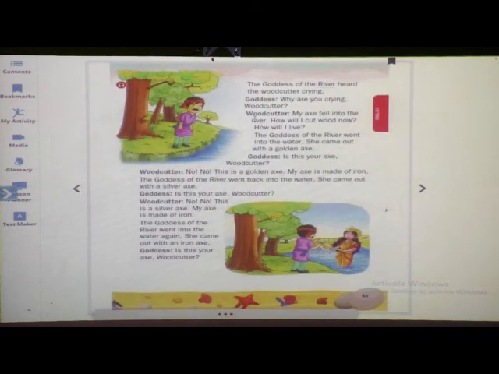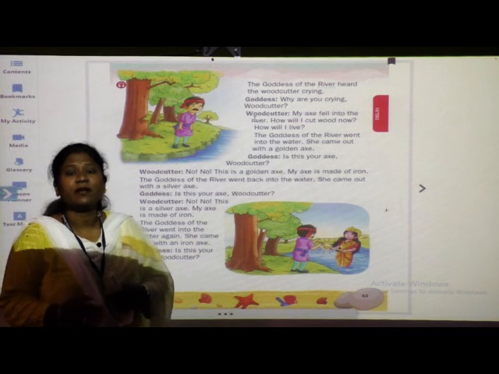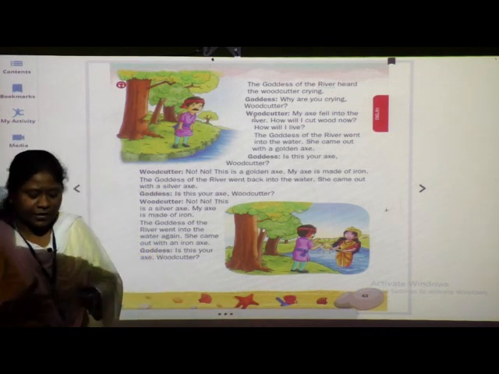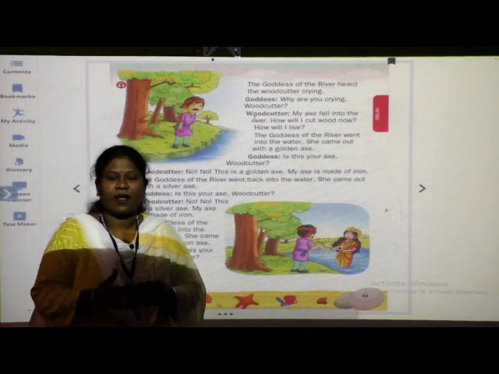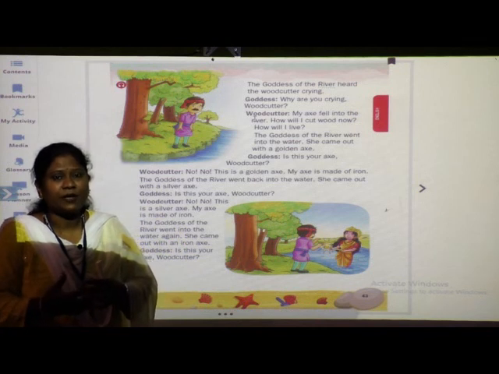The goddess of the river heard the woodcutter crying. So when he was crying, children, the woodcutter was sitting near the river and just crying. All of a sudden, what happened?